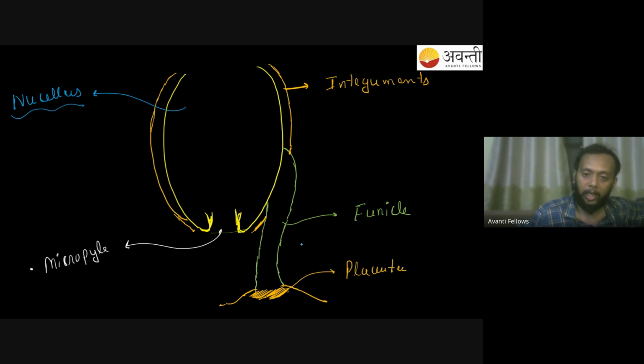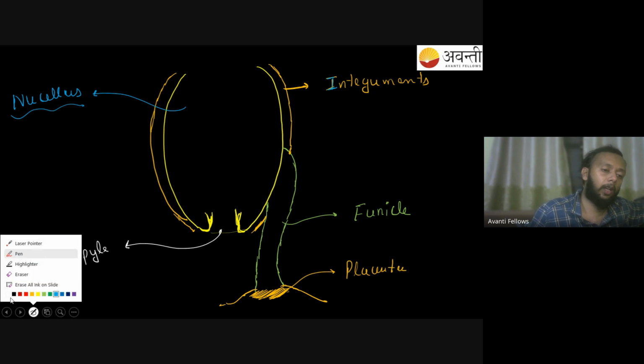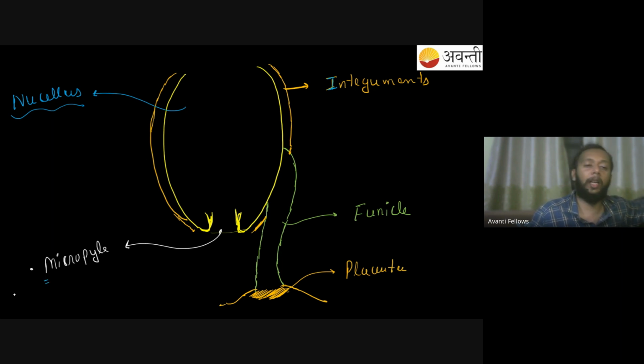You have a funicle, you have a placenta, and the outer covering of the ovule is called my integuments. You can have 2 layers, and sometimes you can also find 3 layers, but 2 layers are very commonly seen. Then you have one small opening, called my micropyle. And you can also know one more thing over here. Opposite to the micropyle, you have a region, and that region is called my chalaza.